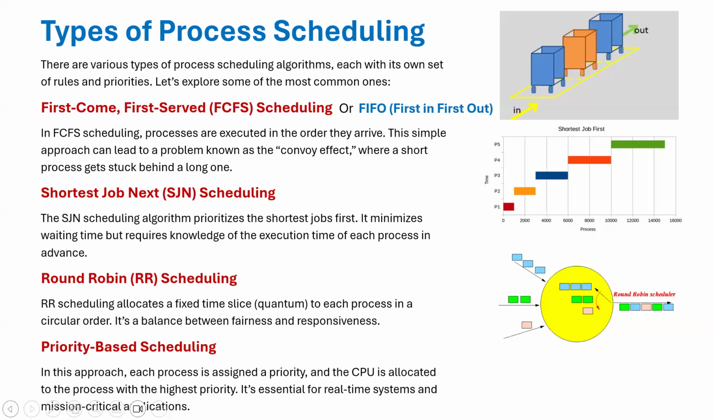The second one is what we call shortest job next, SJN. Now, if task 1 is very long, this is just an algorithm, so I'm not saying this is the best. Task 1 can be a very long task, and task 2 can be a very short one.